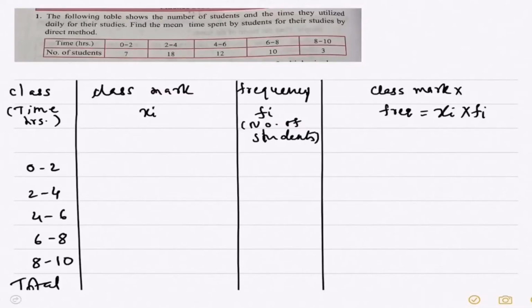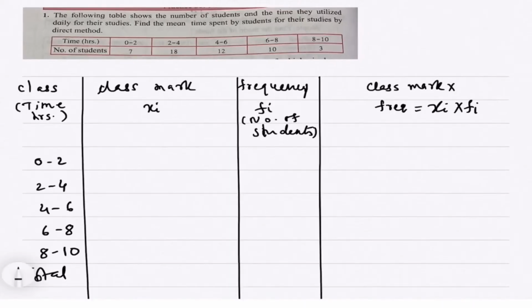Question 1. The following table shows the number of students and the time they utilized daily for their studies. Find the mean time spent by the students for their studies by direct method. Here we are given the first column for time, that is in hours. Second is the number of students. As we can see, the first column is 0 to 2, 2 to 4 and so on, meaning we are given classes. So the first column we write for classes.